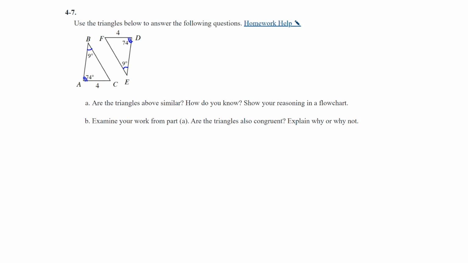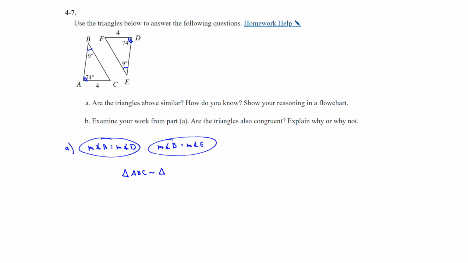So how do we know that? We want to show a flow chart. So what things do we know? We know that the measure of angle A is equal to the measure of angle D. We also know that the measure of angle B is equal to the measure of angle E. And we only need two angles, because if these are equal, then we know that the third one will also be equal.